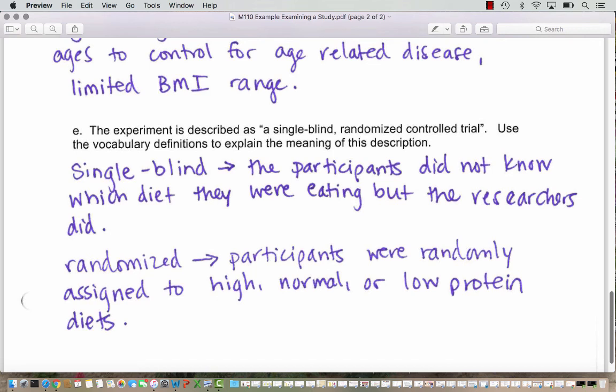So you'll see in your assignments similar questions to this. So this is an example to help give you a good guide of how to break down an experiment. And again, the data is from a real experiment from 2012.